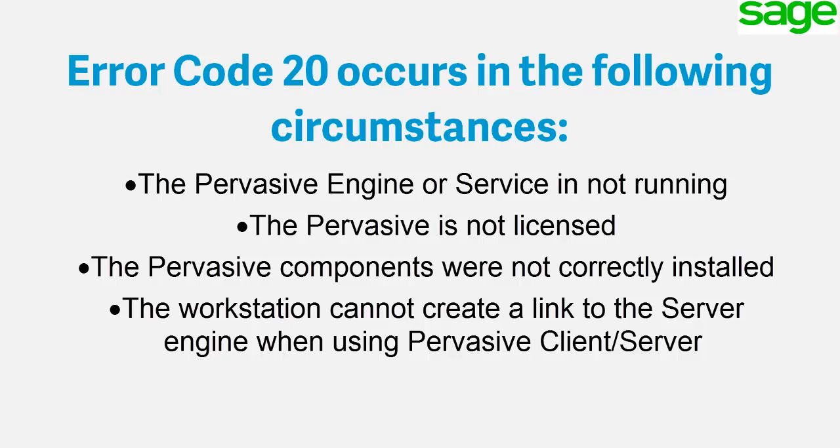Error code 20 occurs in the following circumstances. The Pervasive engine or service is not running, Pervasive is not licensed, the Pervasive components were not correctly installed, or the workstation cannot create a link to the server engine when using Pervasive client server.